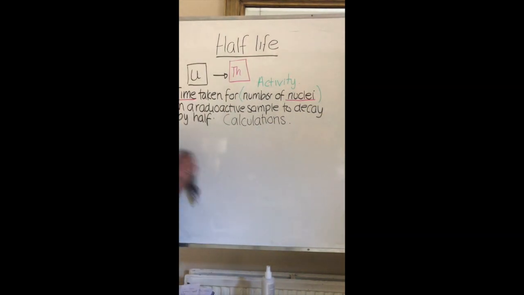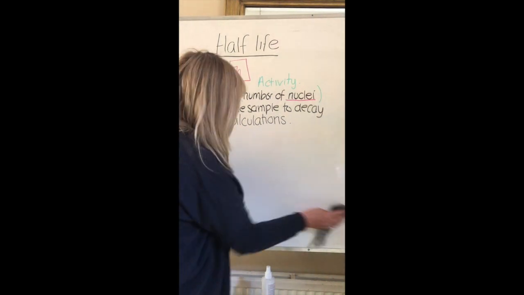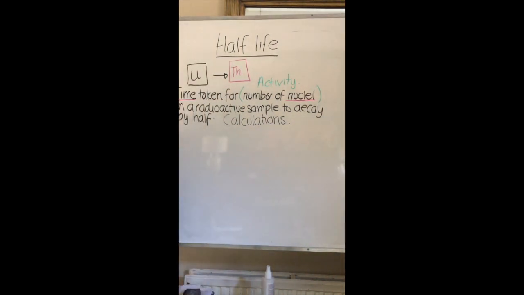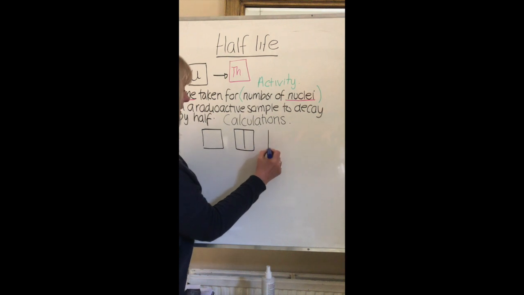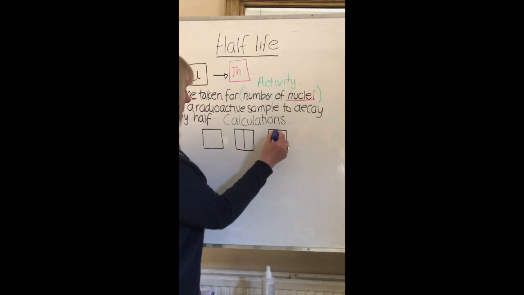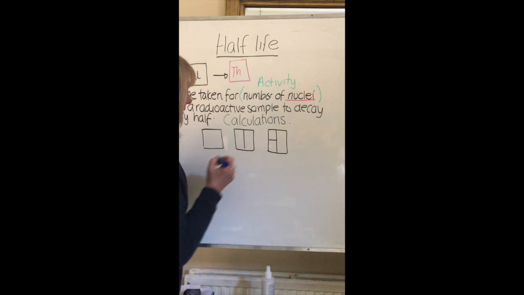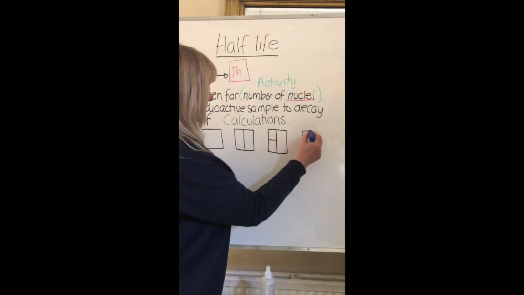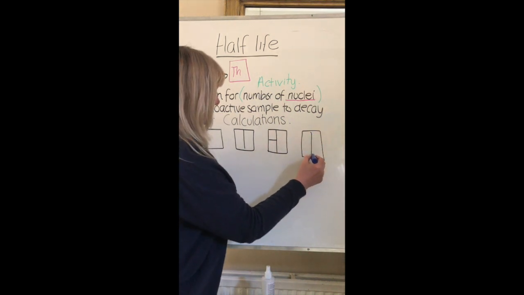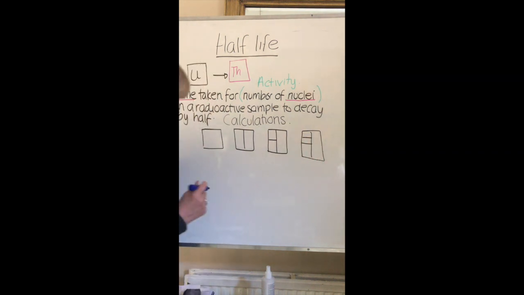But if you're more mathematically inclined, you can look at it a bit more like this. So let's have a look at what happens. Here's our initial number of nuclei. Okay, they're all uranium. After 1 half-life, we've got half of them uranium. After 2 half-lives, we've got 3/4 of them thorium, so we've only got 1/4 left. After 3 half-lives, we've got only 1/8 left.